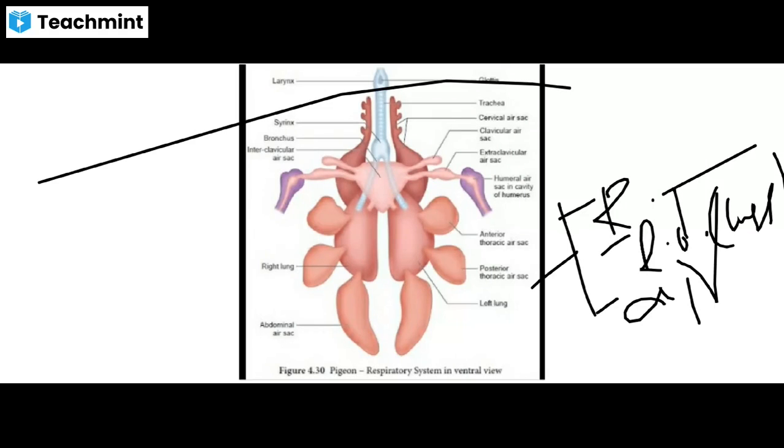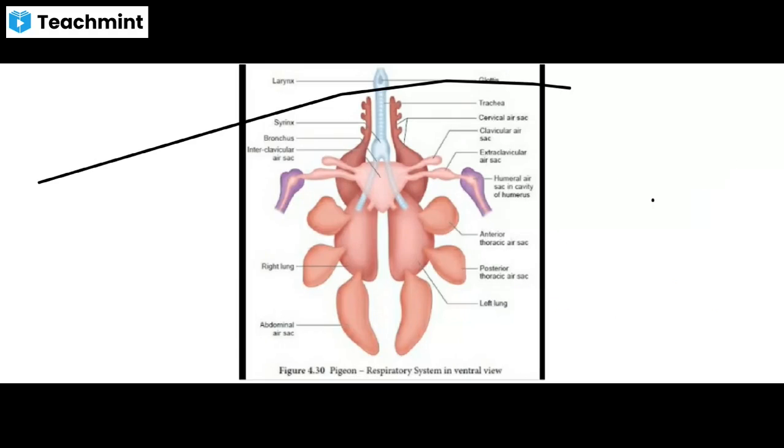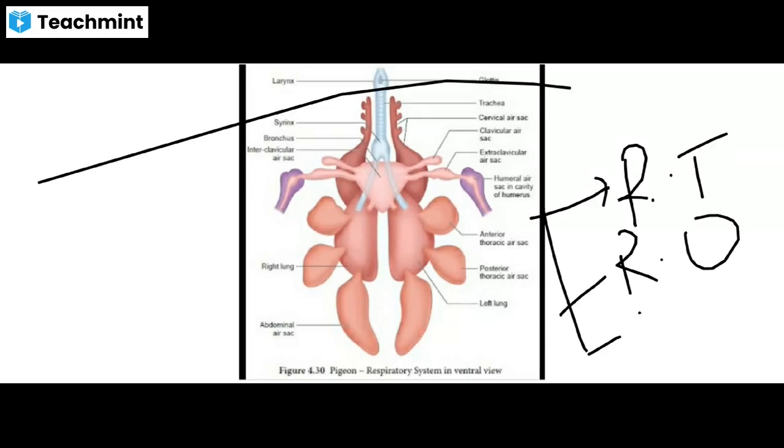So the respiratory system in pigeon includes three parts. They are respiratory tract, respiratory organs, and air sacs. First of all, we will see the respiratory tract. The respiratory tract in pigeon includes external nostrils, internal nostrils, glottis, larynx, trachea, and a syrinx.